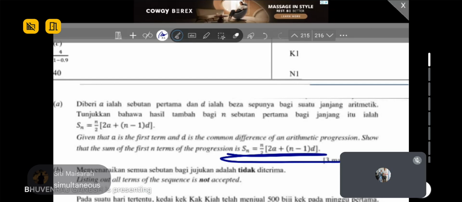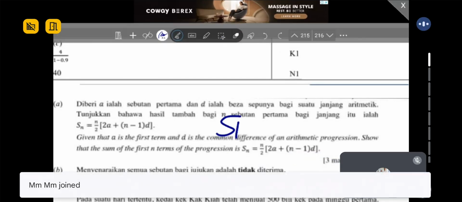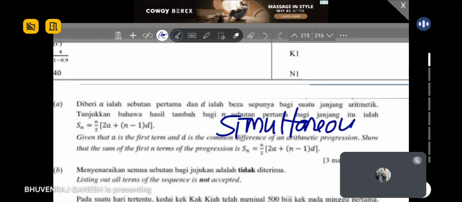Kamu rasa? Kamu nampak pattern dia, guys. Arithmetic, geometric, TN, SN. You try to pair and see. Cuba pasangkan dia. Yes. Okay, we are using the simultaneous concept, guys. Very good. Okay, so why simultaneous? Kenapa guna persamaan serentak? Because you see SN. Kamu nampak SN. SN for geometry, kita guna serentakan, guys.